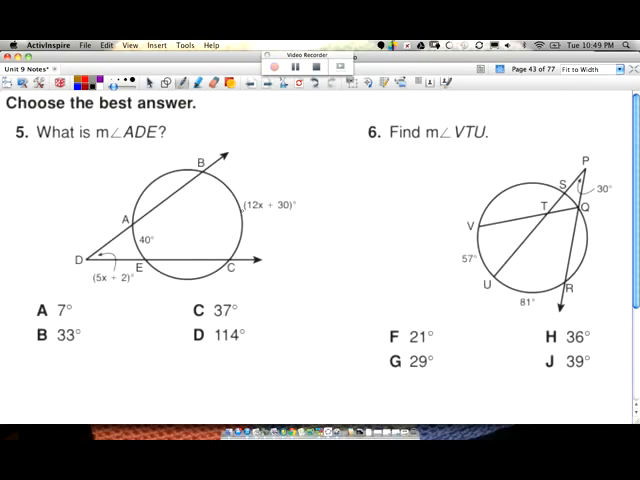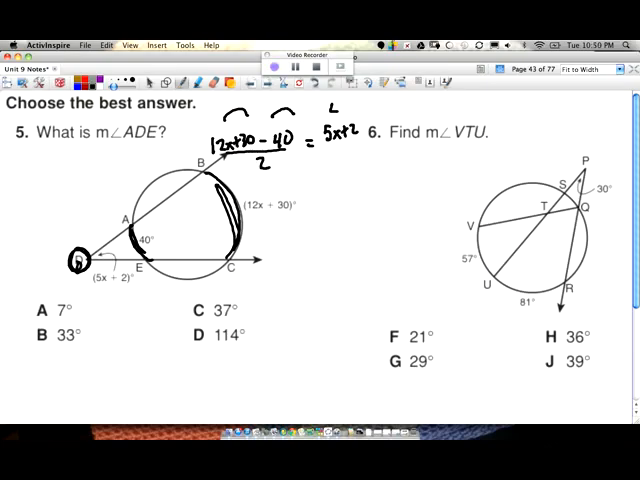Alright, now we got some crazy mixtures. I see two arcs and I see that it's outside here. So that means I'm going to have the arc angle relationship. The two arcs divided by 2 are going to equal the angle. The question is, how do I set up the pieces? Well, the angle is over here, 5x plus 2, and then the arcs are going to be the big one, 12x plus 30, minus the little one, 40.